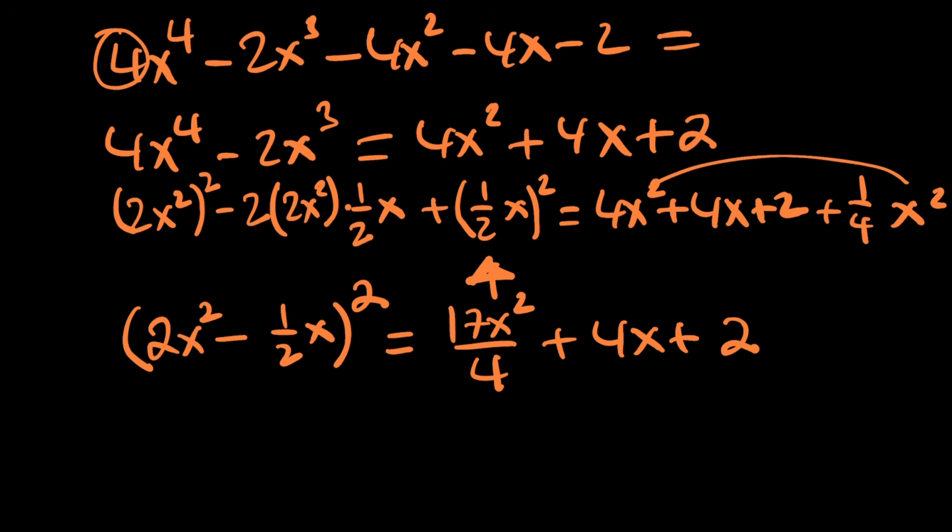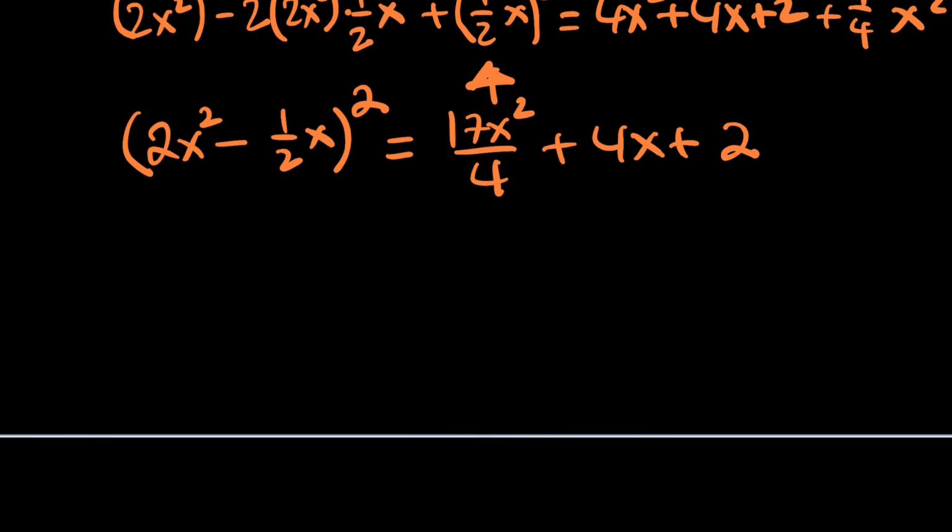Now we're going to add something to both sides to still keep the left-hand side as a perfect square while making the right-hand side a perfect square. So here's how it goes. If you think of this as a, what would you add to a squared to make it a perfect square? You would add 2ab plus b squared, right?